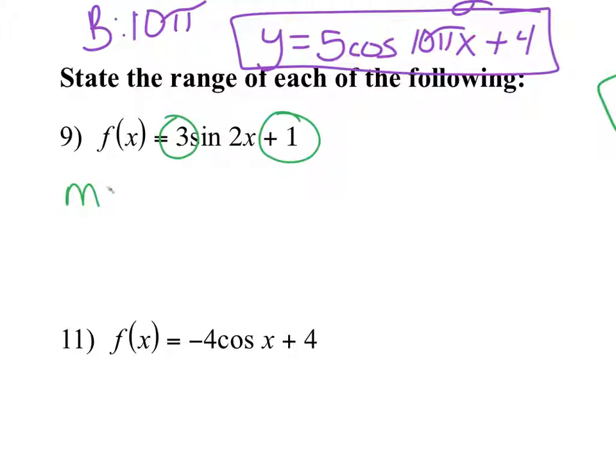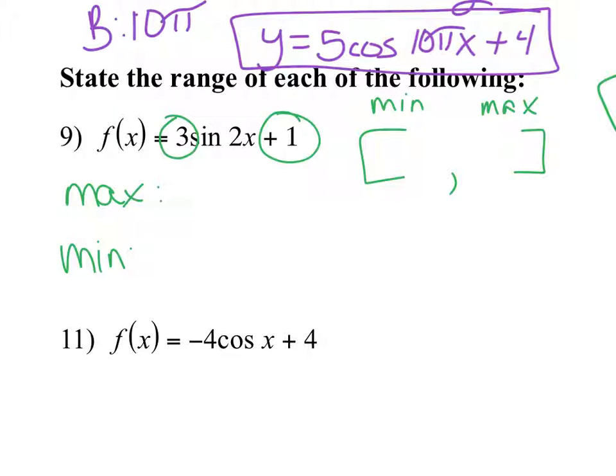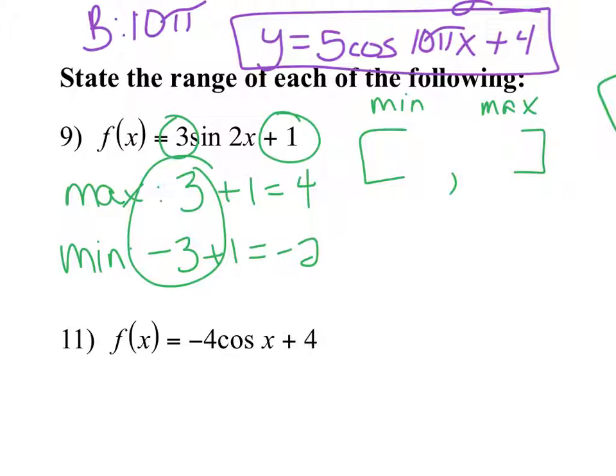So the range is the max and the min. Like this. So we put the max and the min in there. Min here, max here. Always has to be in that order. So it's positive 3 plus 1 and negative 3 plus 1. The order that you do it doesn't make any difference. It's just the only thing that changes the sign is the amplitude. Because remember, the amplitude is the thing that goes up and down, and then the vertical shift shifts you up.